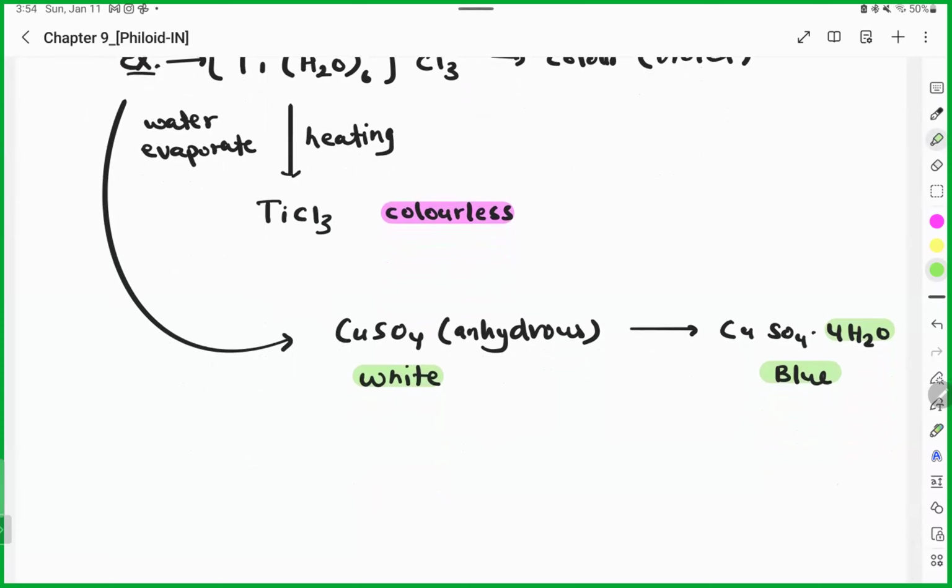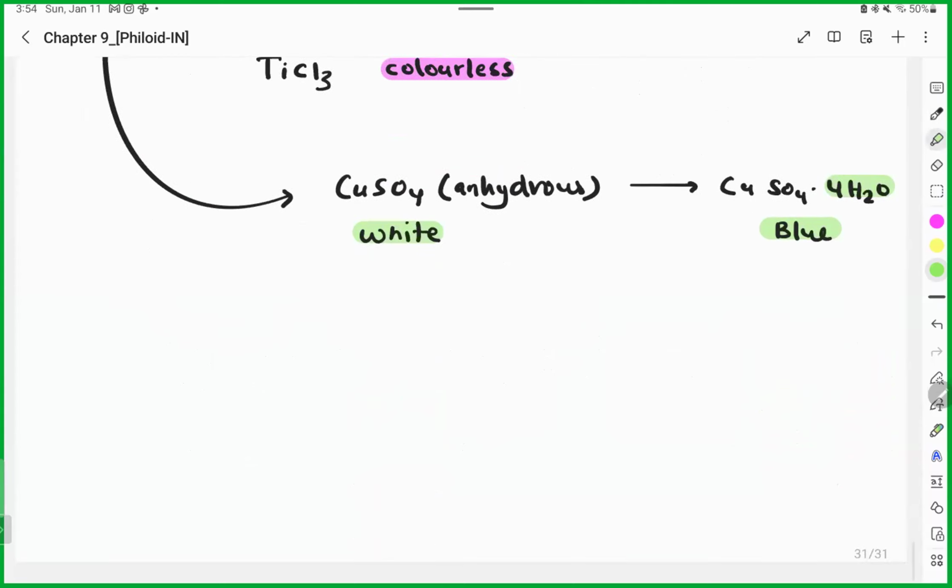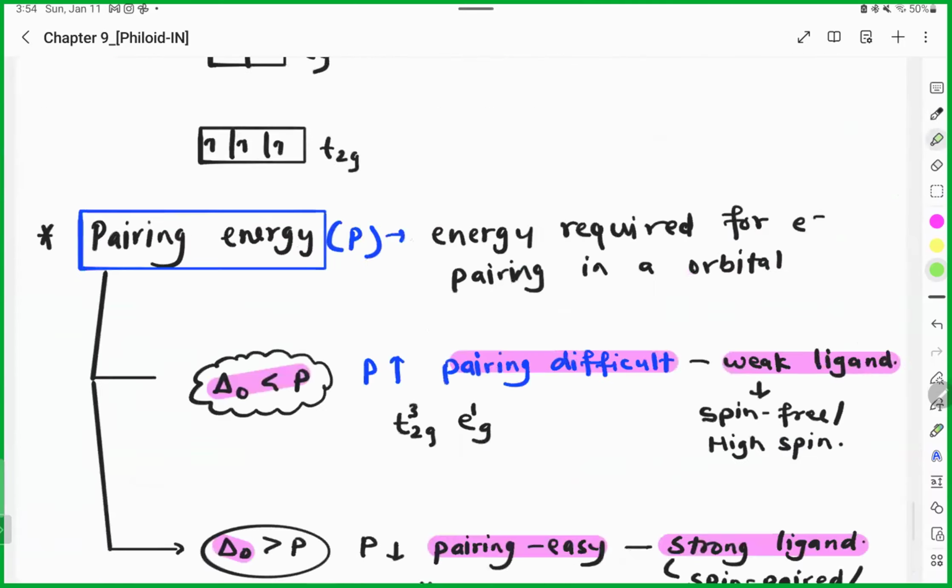Even if you change the number of ligands, the color will also change. NCERT has given this diagram. I will show you.